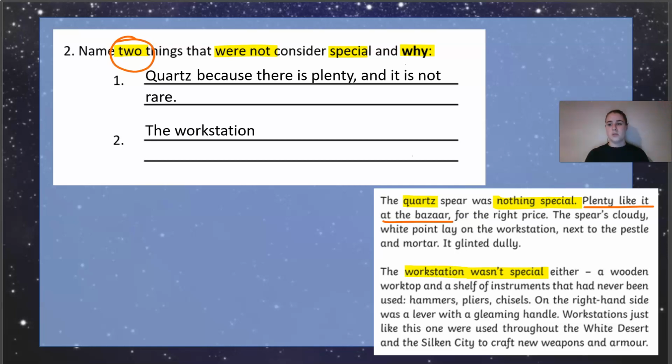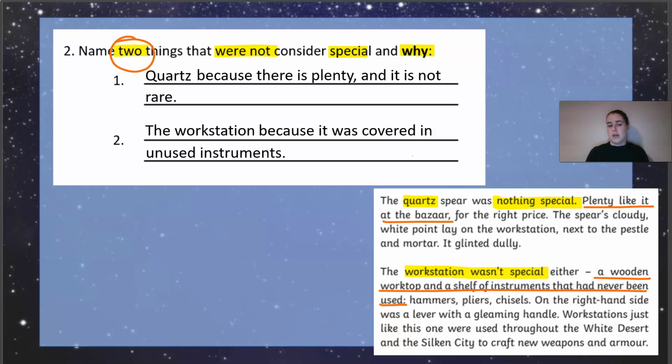But I know from the question before, I've got to think, well, why? Why was it not special? So I need to read on. So it says a wooden worktop and a shelf of instruments that had never been used. Okay, so that's the reason why it wasn't special, because everything that was on it just hadn't been touched and hadn't been used. So there was really no point of having it. So the workstation was considered not special because it was covered in unused instruments.